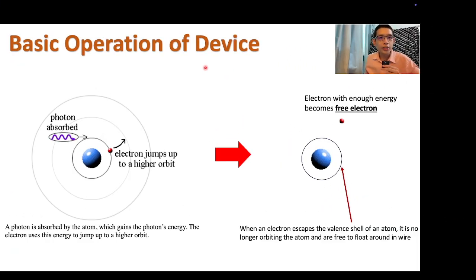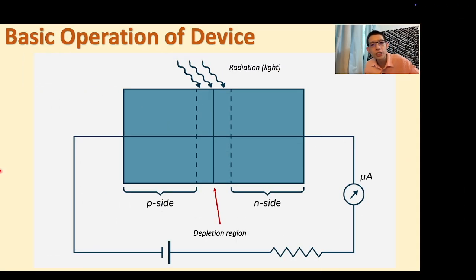Continuing on the basic operation of the device, when the photon is absorbed, it jumps to a higher orbit because the energy from the light, which is photon, is absorbed by the electron, so it can go to a higher orbit. When the electron has enough energy, it will actually escape the valence shell of the atom and become a free electron. Let's look at this basic circuit involving the photodiode inside a small battery and resistor circuit here.